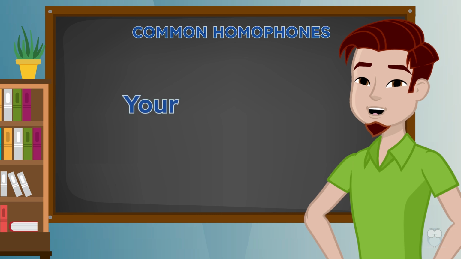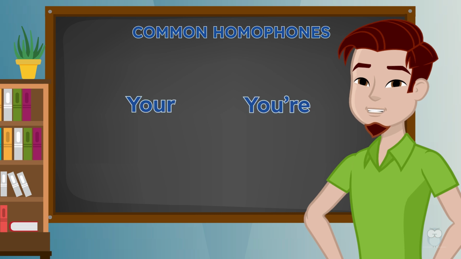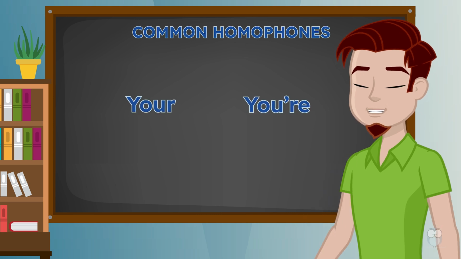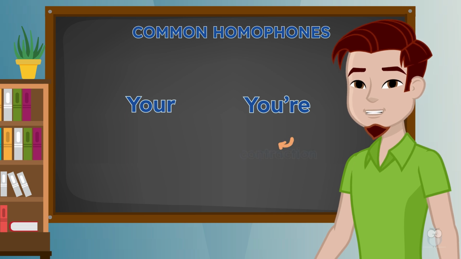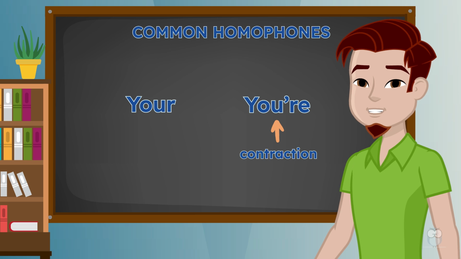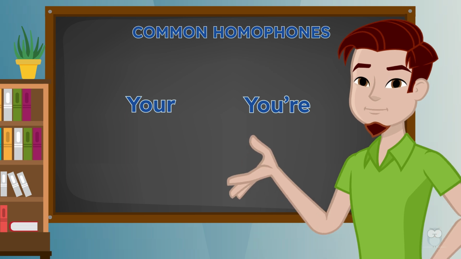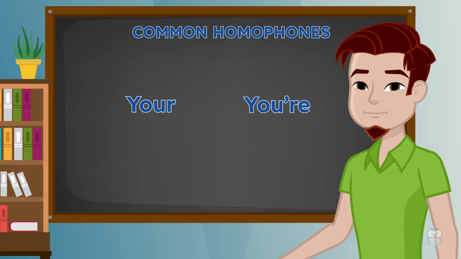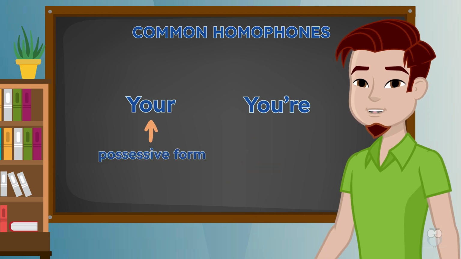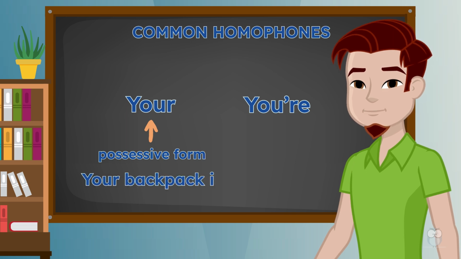First up, your versus you apostrophe re. This is actually pretty easy. You apostrophe re is just a contraction, so if you see the apostrophe, simply expand the contraction into two words, you are, and then test it in the sentence to see if it makes sense. Your, y-o-u-r, is just a possessive form. If it belongs to you, then use your, as in your backpack is on the floor.